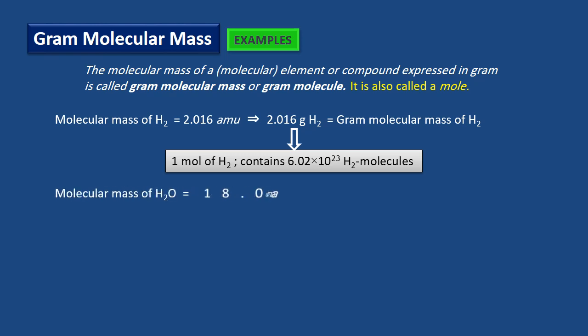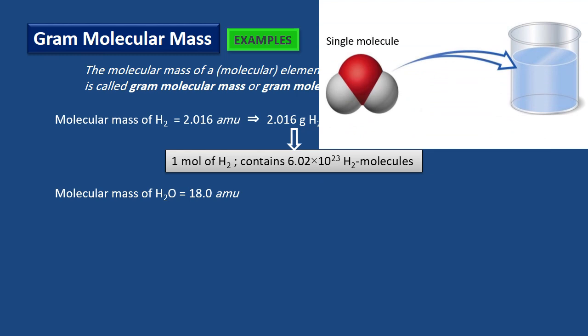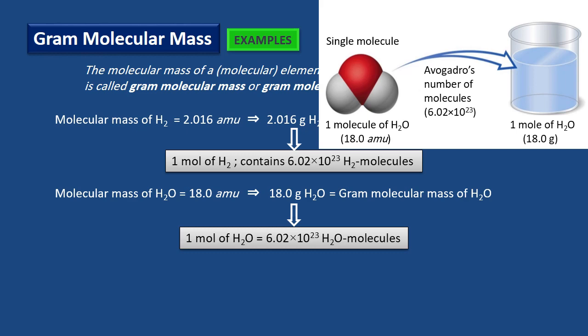Similarly, molecular mass of water is 18 AMU. This is the mass of 1 molecule of water, 18 AMU. If we want to have Avogadro's number of water molecules in a beaker, we have to weigh 18 gram of water, which is the gram molecular mass of water and contains exactly Avogadro's number of water molecules.